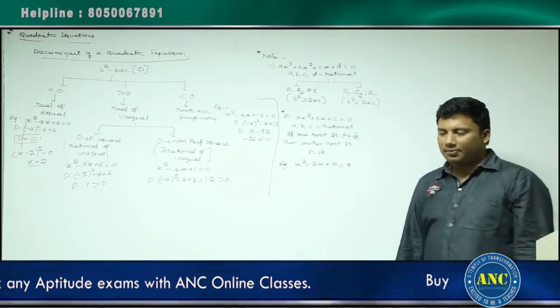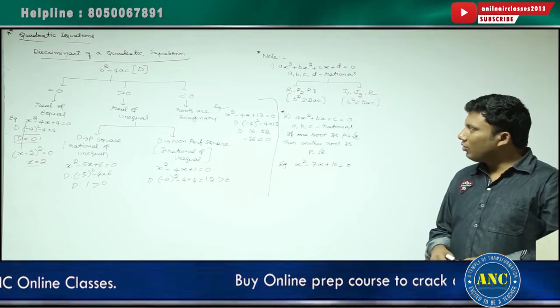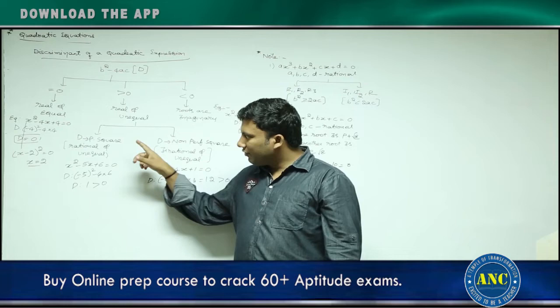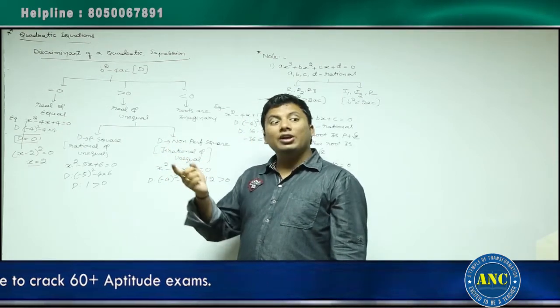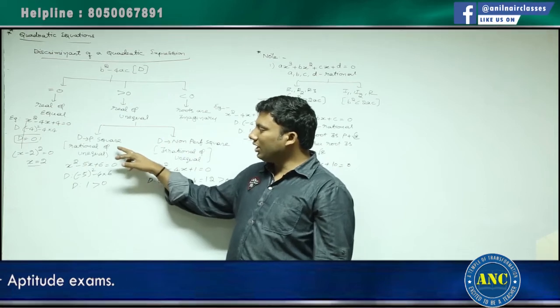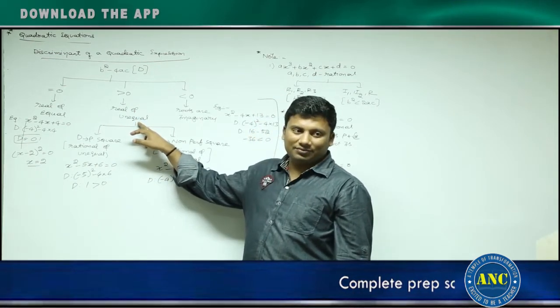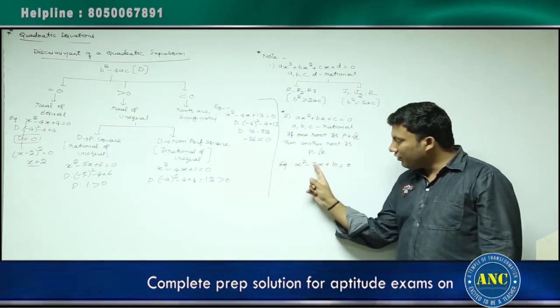But then we told you irrational and unequal is when d is not a perfect square. If the value of d comes out to be rational and unequal, then the roots are real and unequal. What are we talking about here? We are talking about the coefficients.